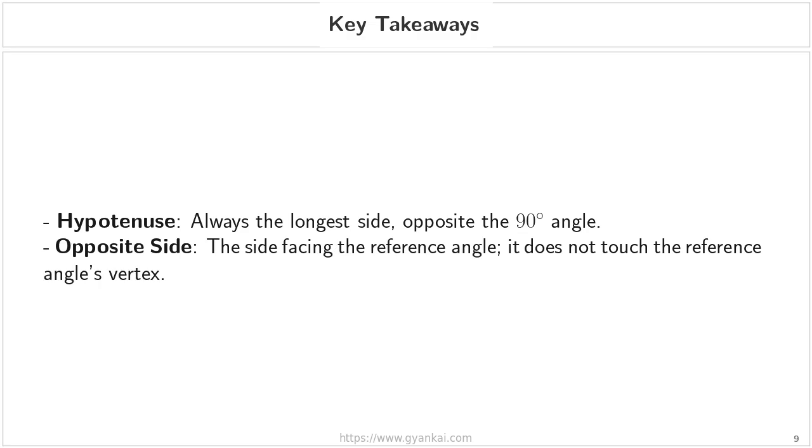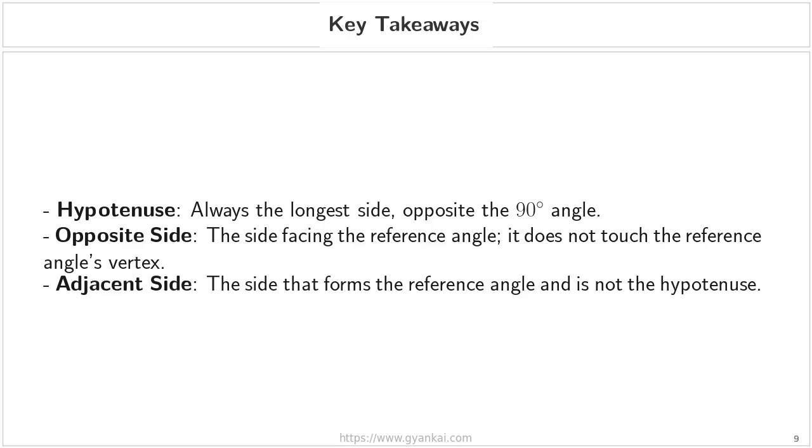Next, let's look at the opposite side. Unlike the hypotenuse, this side is relative. It is the side that faces your chosen reference angle. A great way to remember this is that the opposite side is the one that does not touch the vertex of your reference angle. Then, we have the adjacent side. This is the side that helps form your reference angle along with the hypotenuse. It is the side that connects your reference angle to the right angle.